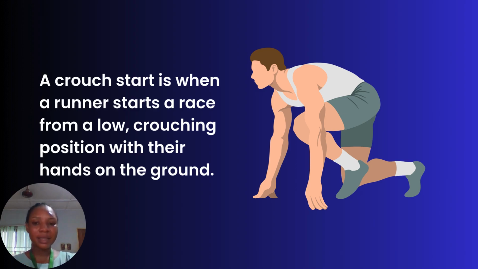This particular start is used in sprint races, and in sprint races a runner is disqualified after two false starts, and a runner who crosses into another runner's lane will be disqualified. I repeat, the sprint race usually adopts the crouch start. They are the ones that mostly adopt it, but the middle and the long distance races do not use this. They use a standing start.